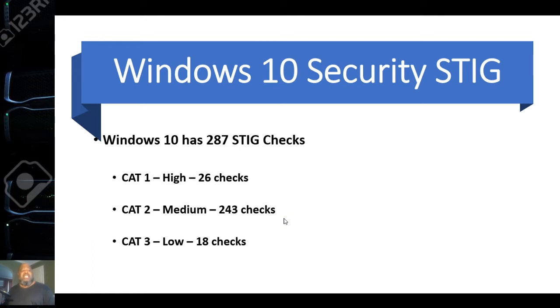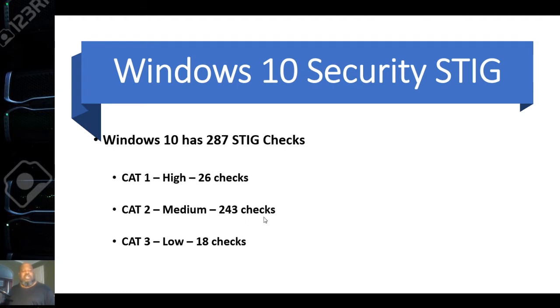Windows 10 has 287 STIG checks. It's usually a bell curve. Cat 1s are highly vulnerable and highly easy to attack. There are 26 checks for highs. Cat 2 on the bell curve, there are actually 243 checks. Cat 3s are low, which usually are cosmetic or really light things. There are 18 checks. Once again, the bulk of the work is done at the medium level.